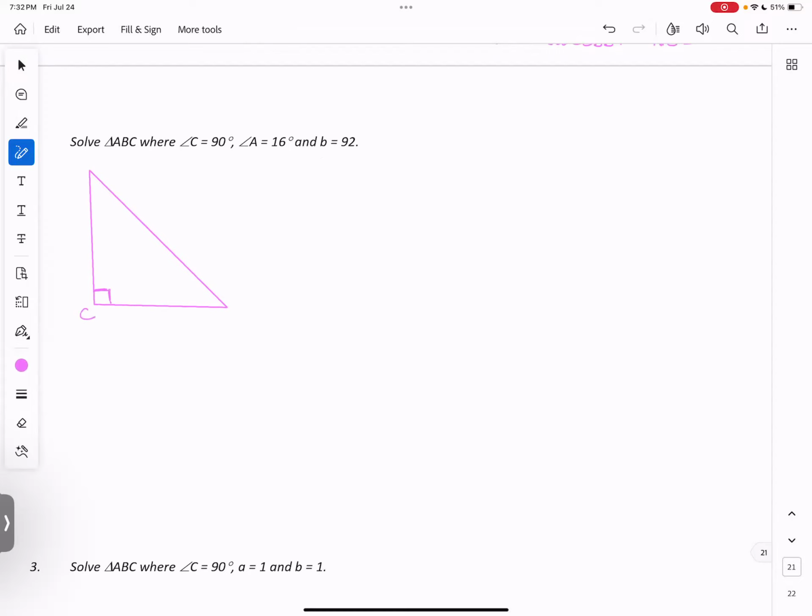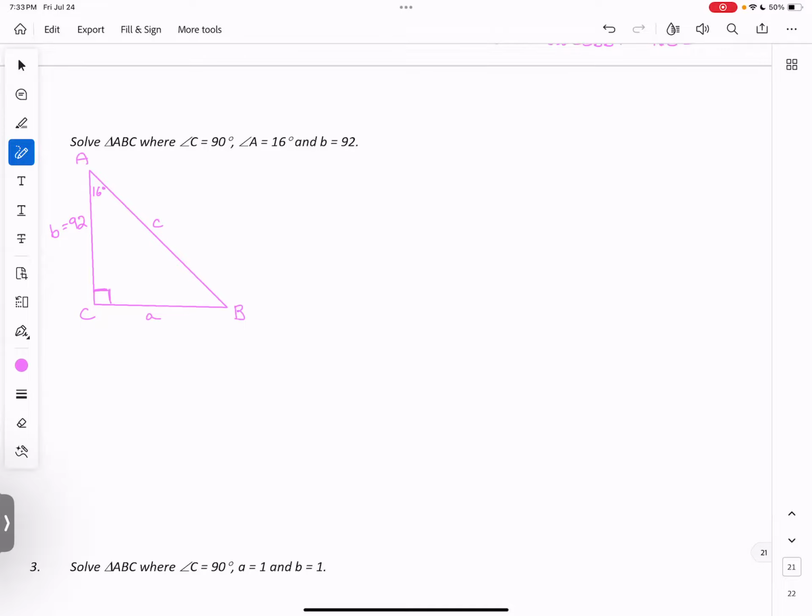Angle C is 90 degrees. Angle A is 16 degrees. And, okay, we don't know angle B. Little b, though, is 92. And we're asked to solve this triangle. So let's make this side little c and this little a.